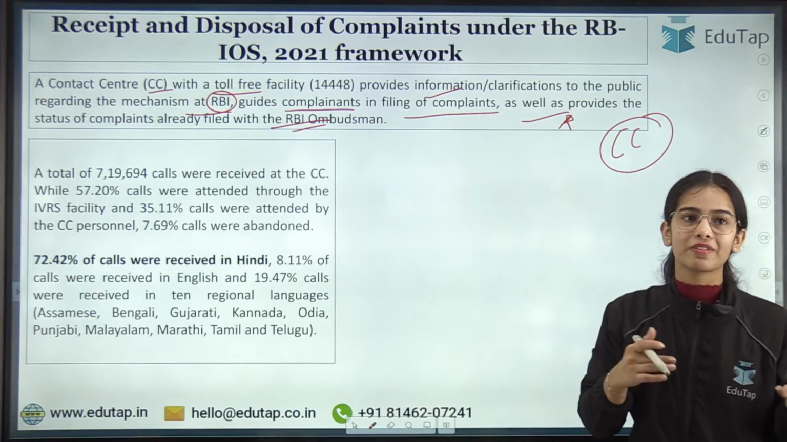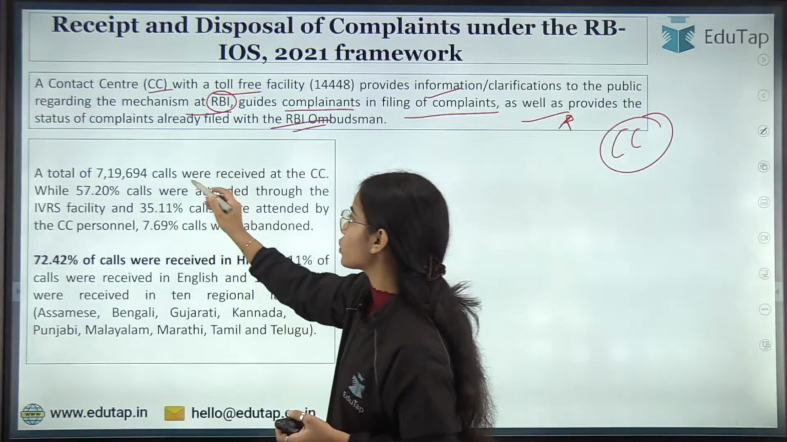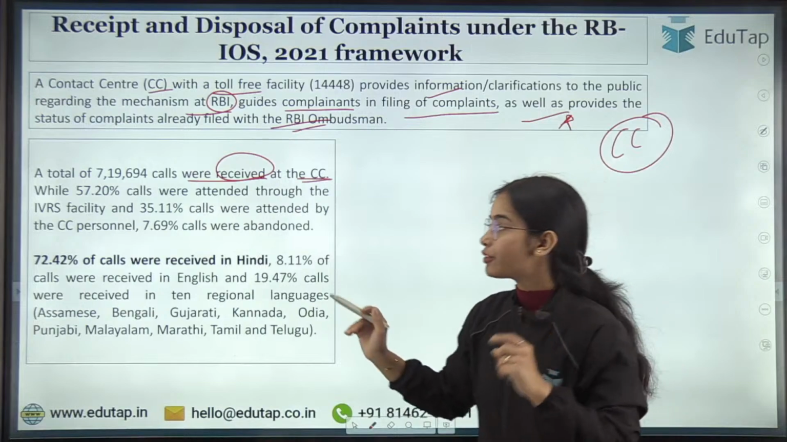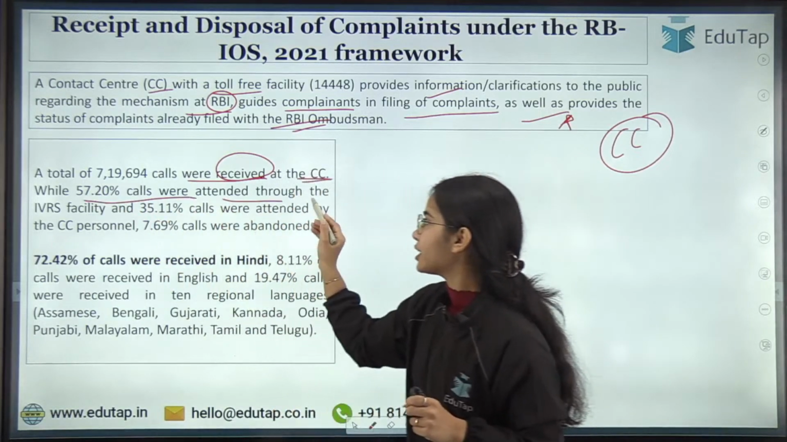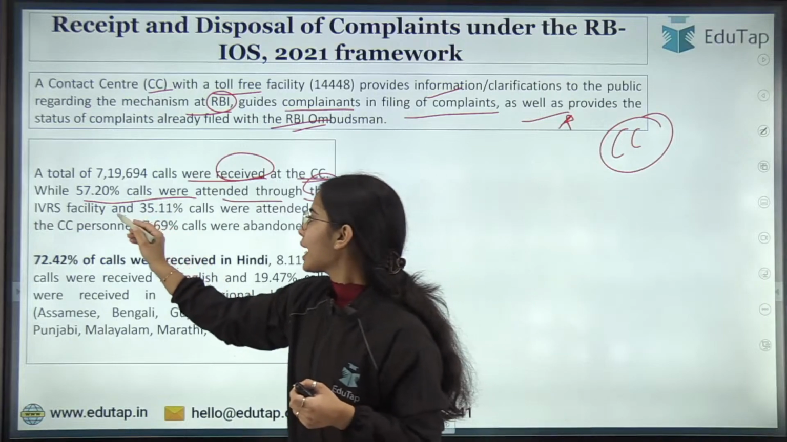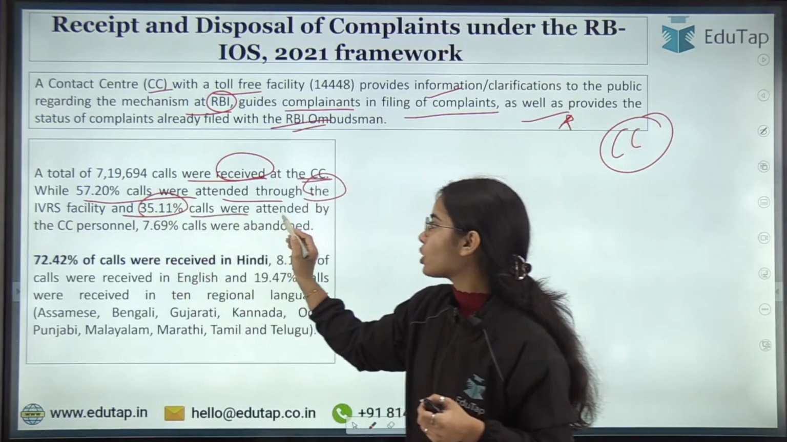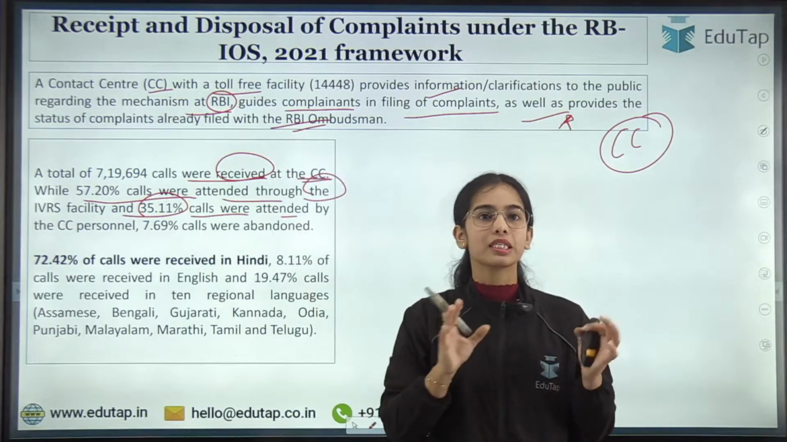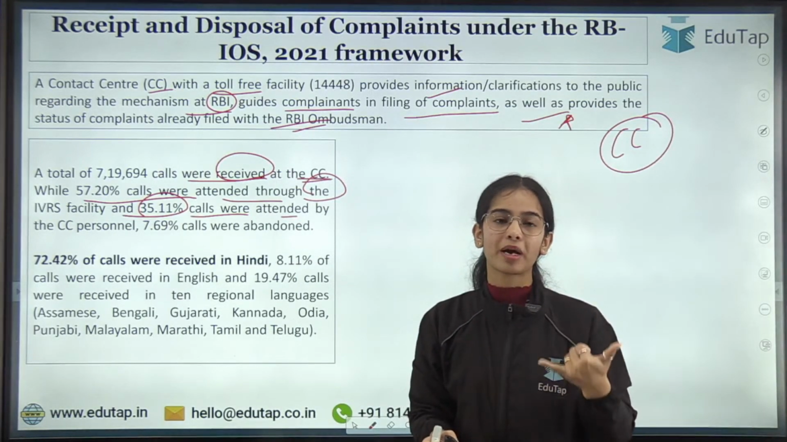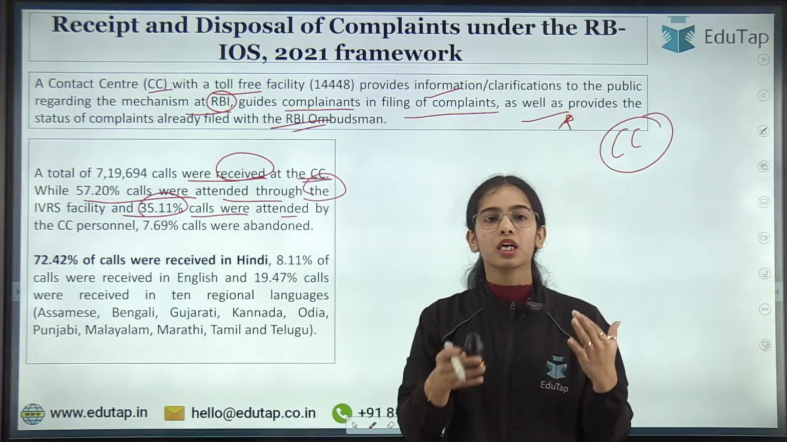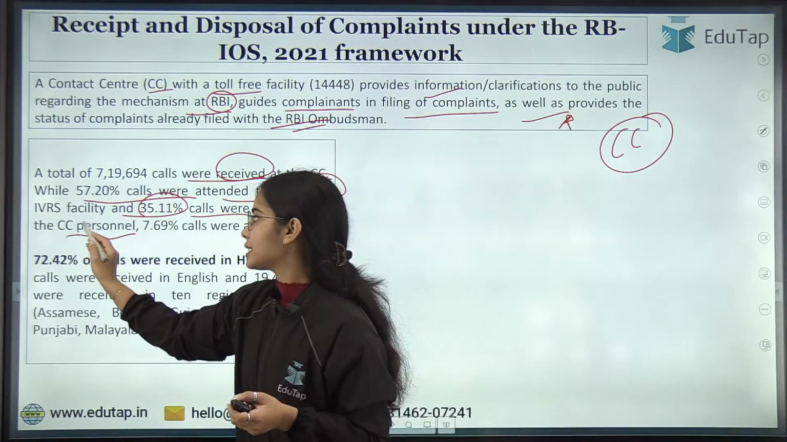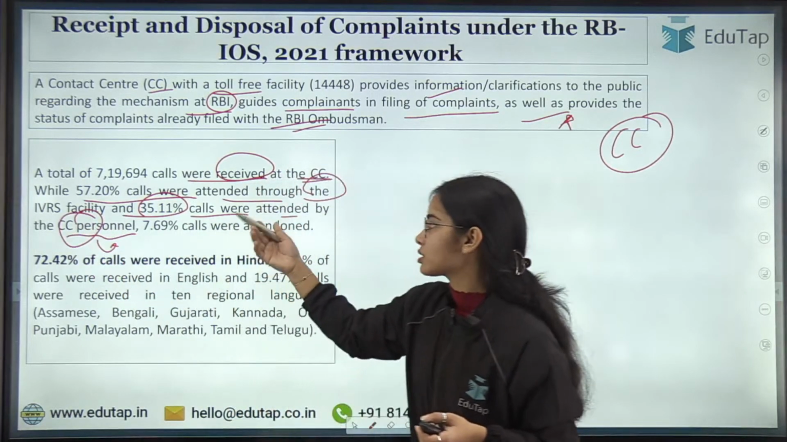A total of 7,19,694 calls were received at the contact center, of which 57% were attended through the voice facility, the AI facility, and 35% were attended by the personnel, by the people. So 57% of the calls were handled by the voice facility, while 35% were handled by the contact center personnel.